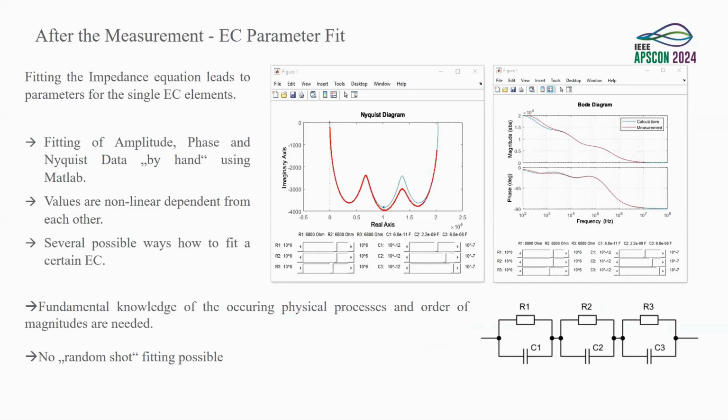So after the measurements, we have to do a fit. This is only exemplary for this equivalent circuit on the right-hand side. This is not ours. First, I did fitting of amplitude, phase, and Nyquist data by hand using MATLAB. The values are strongly nonlinearly dependent on each other, and there are several possible ways to fit a certain equivalent circuit. In our case, there are at least two possibilities how to fit the impedance equation. That's a problem because fundamental knowledge of the occurring physical processes and the orders of magnitude, for example the capacity of the fluid or the resistivity of the fluid, is needed. So there is no random shot fitting possible. You cannot say, hey, I fit this and this is okay, this is my result. That does not work.